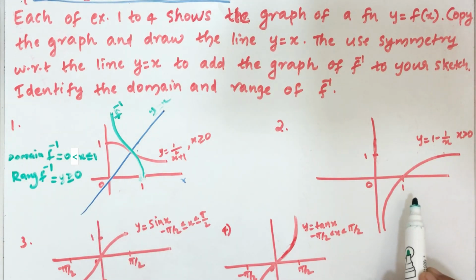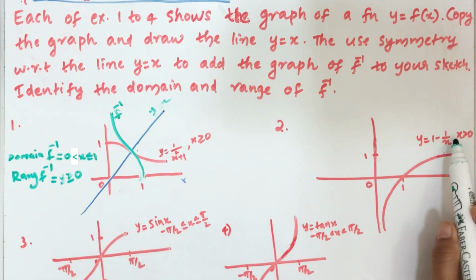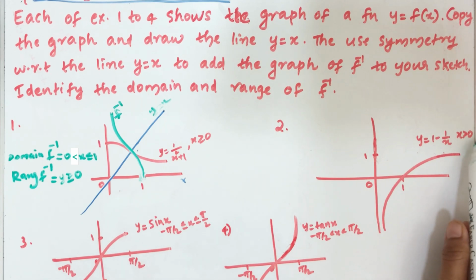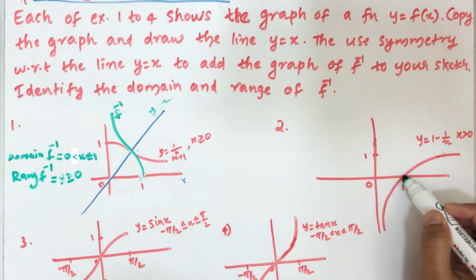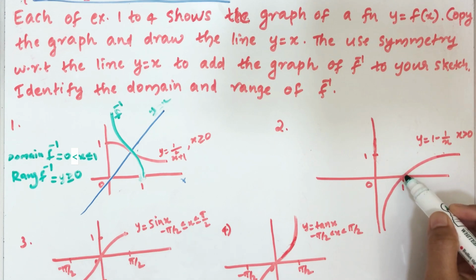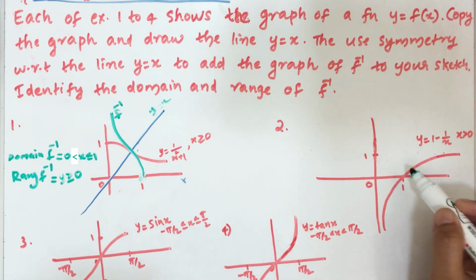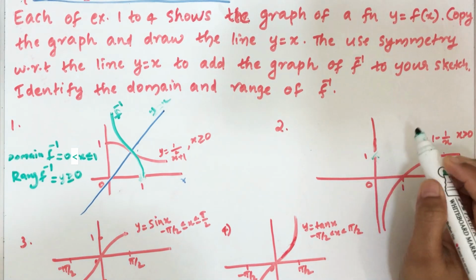See the next question, y equal to 1 minus 1 by x, x greater than 0. So here the domain is x greater than 0. So the range will be y greater than 0. Range of f inverse will be y greater than 0. Okay, we can see here the points. This is 1 0. So in the f inverse, this point will be reversed and the point will be 0 1. Okay, see this will be the point.